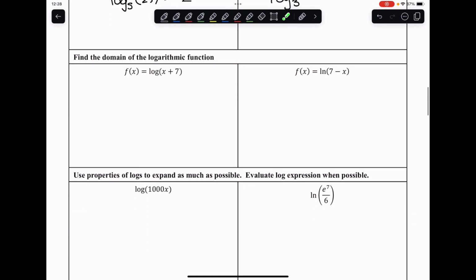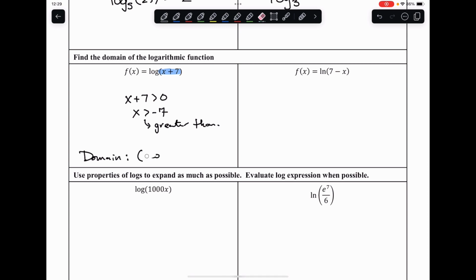Now to identify the domain of log functions, you simply have to get the value of our log, which in this case is going to be x plus 7, and have x plus 7 be greater than 0, and you're going to solve that inequality. So we would subtract 7 from both sides, and x would be greater than -7. So our domain as an interval would be an open interval from -7 to +infinity.